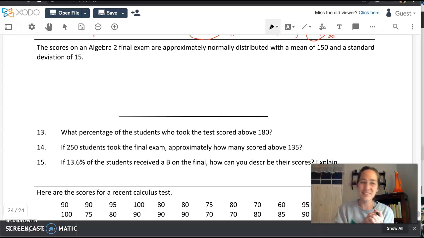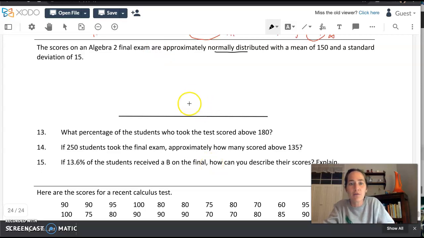It says in the middle of this page, last page of the packet: the scores on an Algebra 2 final exam come out to be about normally distributed, with a mean of 150 points as a score on the exam and a standard deviation of 15. Because we're going to be asked 3 questions about this data, and because we see the words normally distributed here, that's our license to create our own bell-shaped curve, and we're going to label it up with 1, 2, and 3 standard deviations above and below the mean.